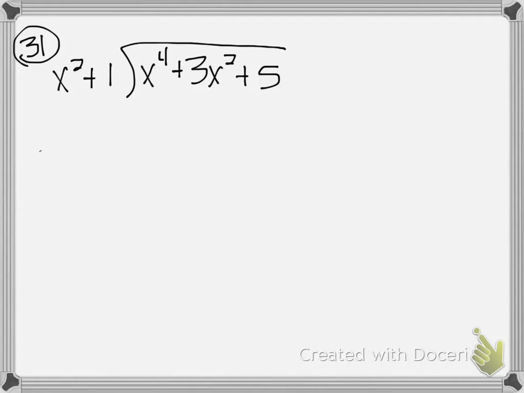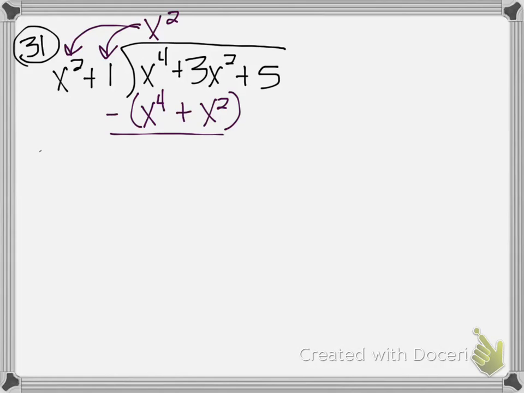And now we have to ask ourselves, what times x squared is x to the 4th? x squared. So x squared times x squared is x to the 4th. And x squared times 1 is x squared. And then I have to subtract that from up above.